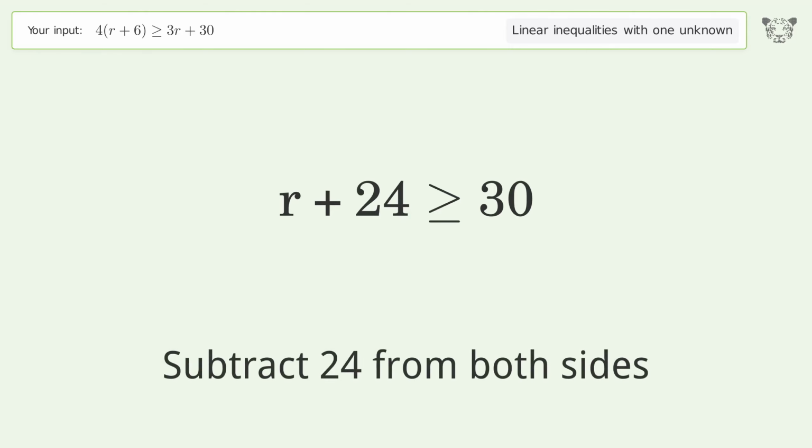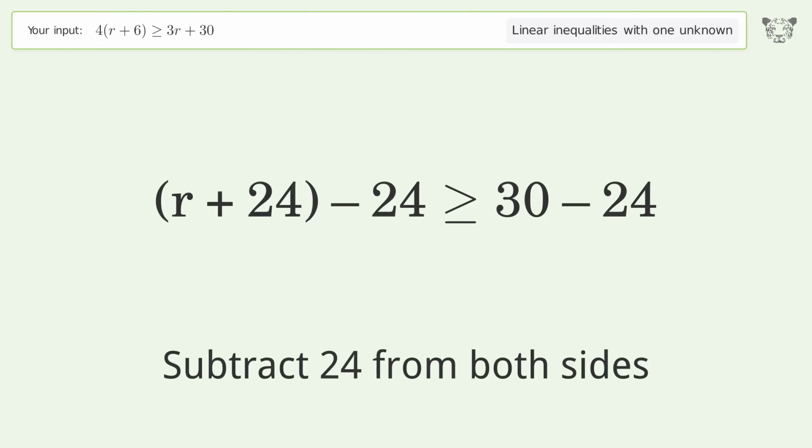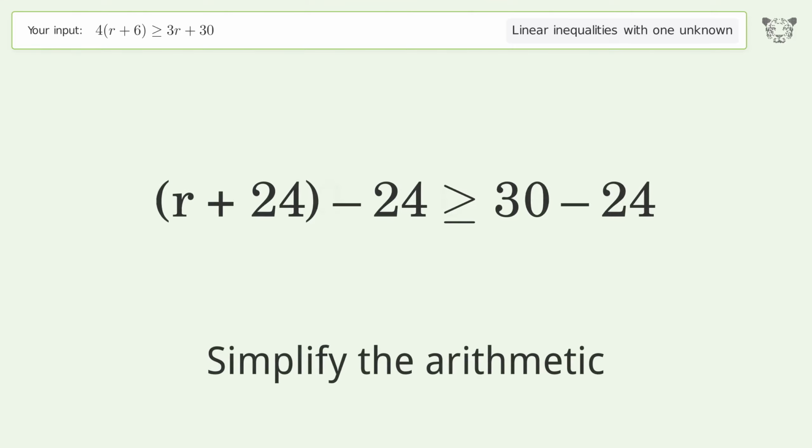Subtract 24 from both sides. Simplify the arithmetic.